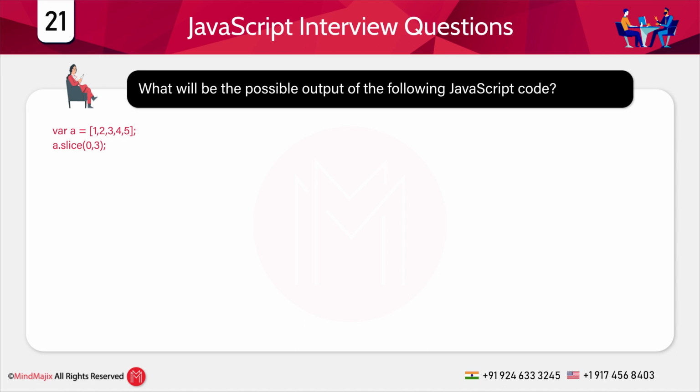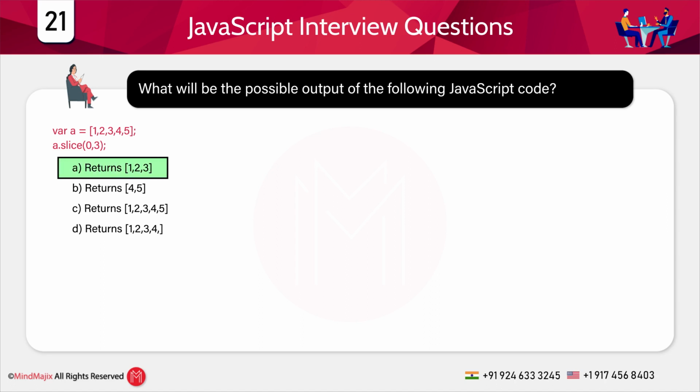So check at the index 0, 1, 2, what are the values? The options are: it returns 1, 2, 3; it returns 4, 5; it returns 1, 2, 3, 4, 5; it returns 1, 2, 3, 4. So the correct answer is 1, 2, 3. Because the slice function is used to read the elements within the given range. So the start index is 0, end index is 3.